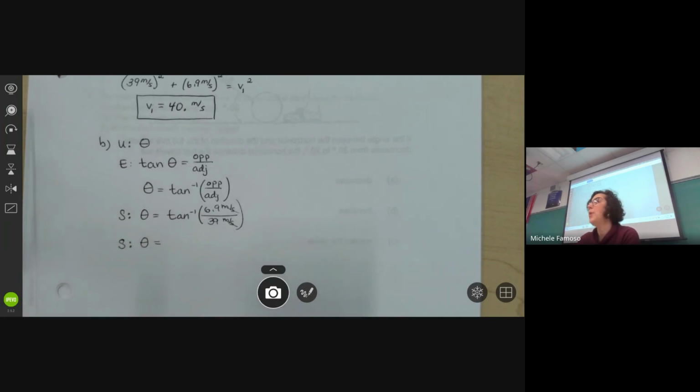Whenever we do angle problems, we always go to the nearest degree. So I'll give you a minute to work that out. To the nearest degree.